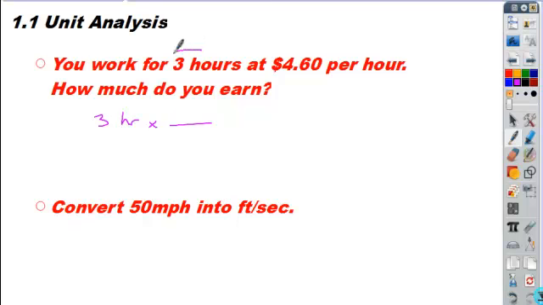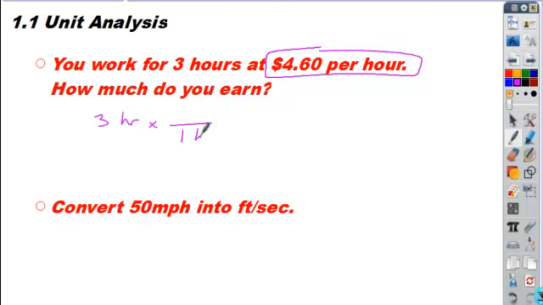Well, they give you a conversion factor. This is unique to the problem. Okay? Often conversion factors are broad, such as 60 minutes per 1 hour or 12 inches per 1 foot, the types of unit conversions that are applicable across different scenarios. But this one here is just for this problem. The $4.60 per hour is the unit conversion that they give you specific to this problem.